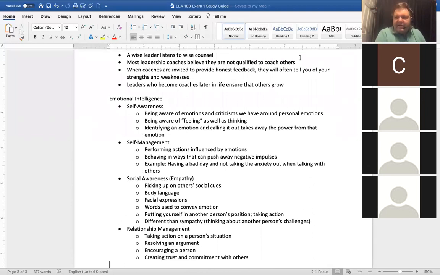So character is just doing the right thing. It's having the ethics. It's about being a leader worth following. You don't have to have character. But when you have character, people are willing to follow you. They're willing to stick by you even in the midst of uncertainty. They're willing to do what you ask them to, even if it's bad advice or bad decisions, but they're willing to do that. And again, it's that honesty and integrity.